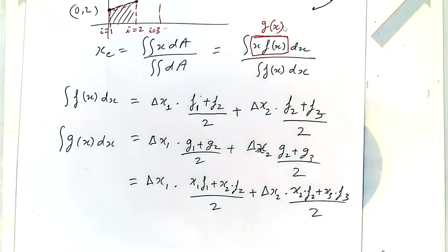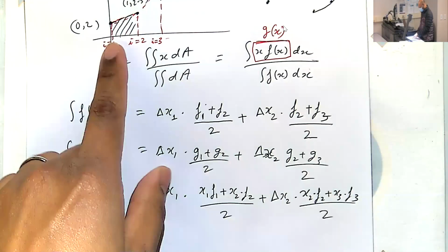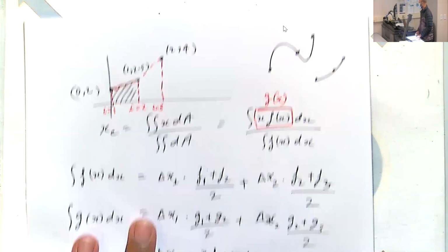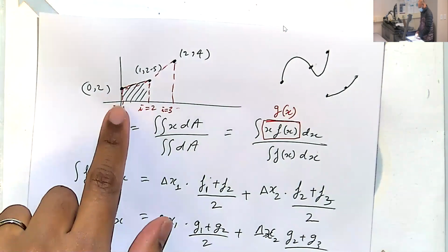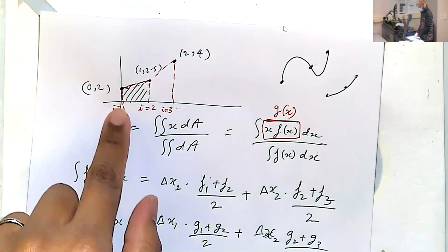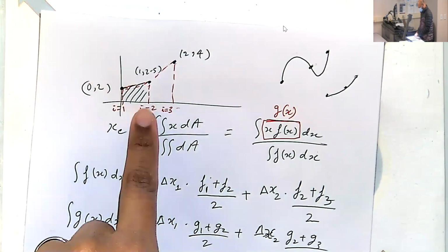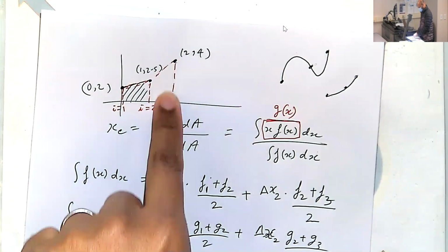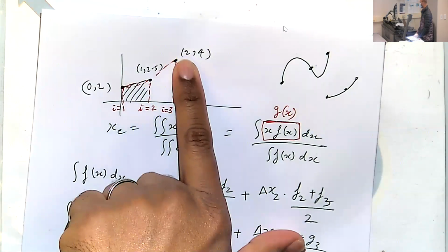So x1 and x2. Okay. x1 is 0, x2 is equal to 1, x3 is equal to 2. Sorry, x1 is whatever this coordinate is, equal to 0. x2 is this coordinate, equal to 1. x3 is this value, equal to 2. Okay?